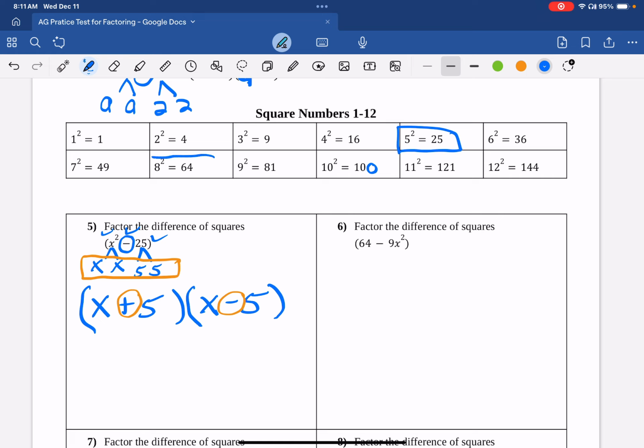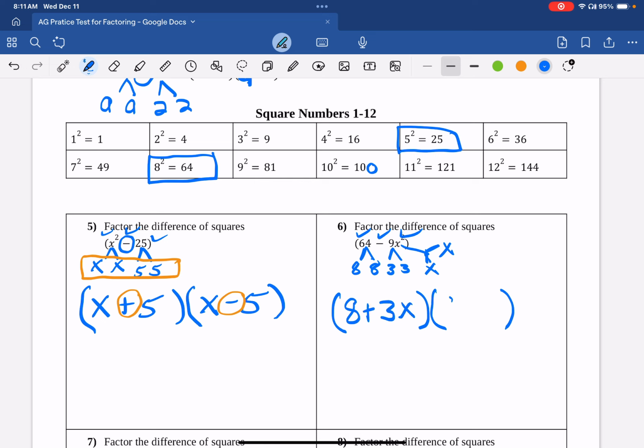64 is a square number as well. It's the same as 8 times 8. So that checks out. We have a minus sign. 9 is the same as 3 times 3. And x squared is the same as x times x. So those are also all squares. So we just set up our double parentheses. And we write 8 plus 3x in one and 8 minus 3x in the other one.